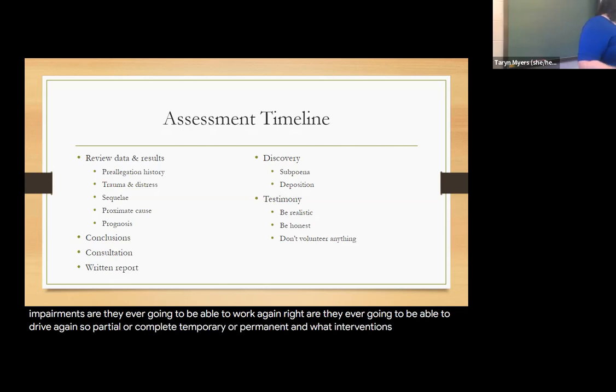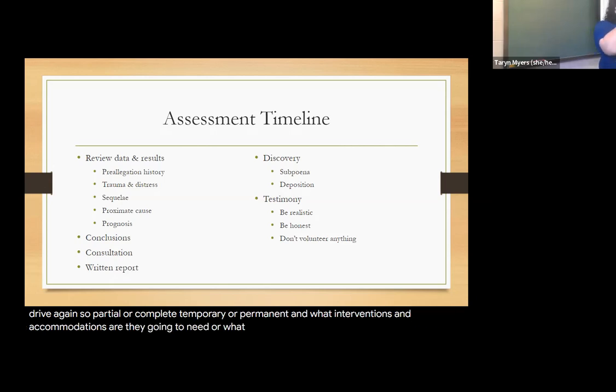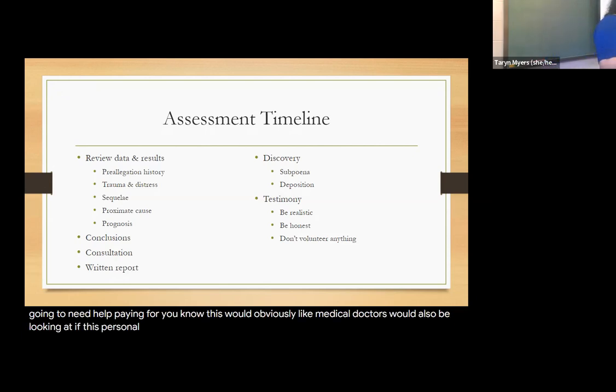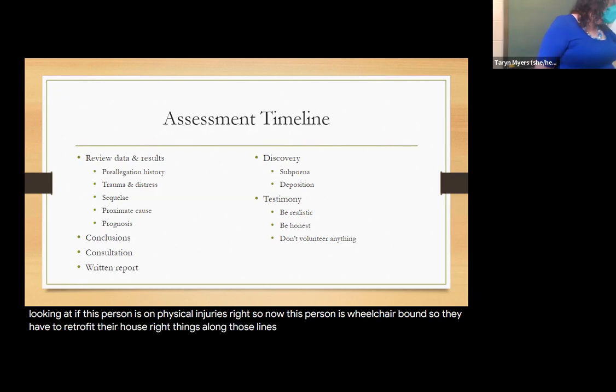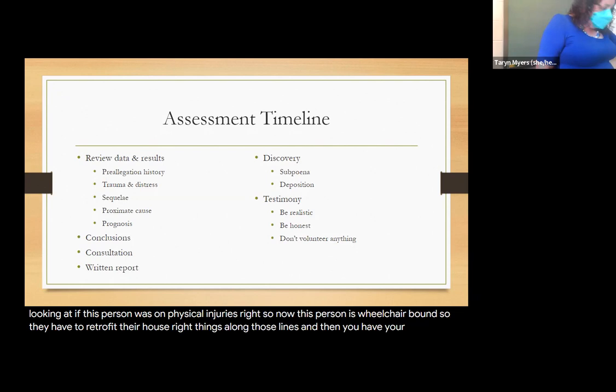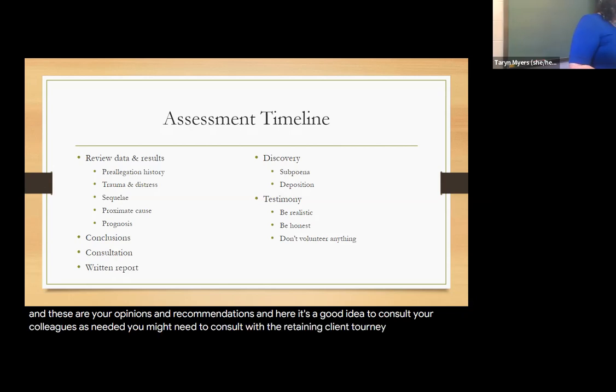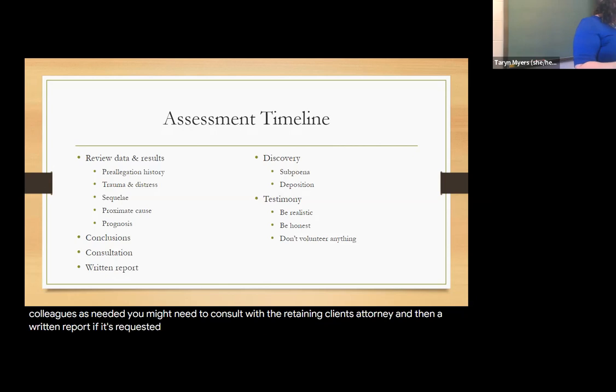And what interventions and accommodations are they going to need? Or what treatment are they going to need that they're going to need help paying for? You know, this would obviously, like medical doctors would also be looking at if this person also had physical injuries, right? So now this person is wheelchair bound, so they have to retrofit their house, right? Things along those lines. And then you have your conclusions, and these are your opinions and recommendations. And here it's a good idea to consult your colleagues as needed. You might need to consult with the retaining client attorney. And then a written report if it's requested.